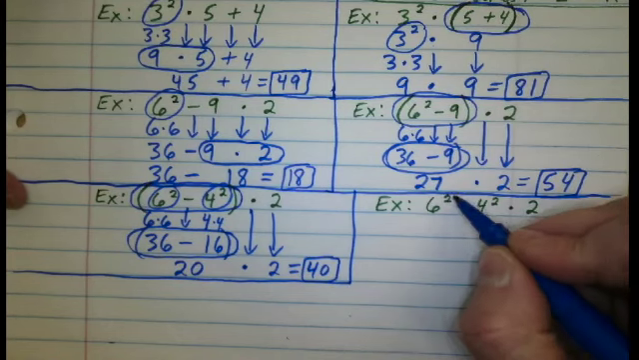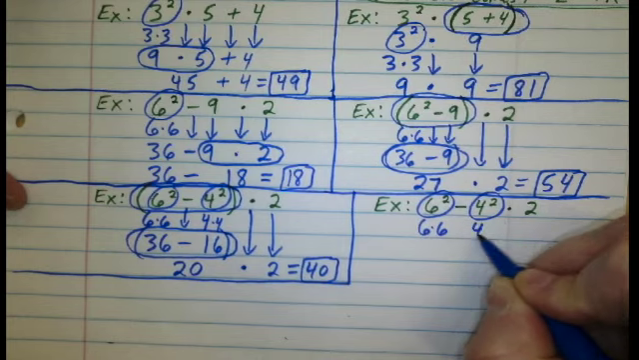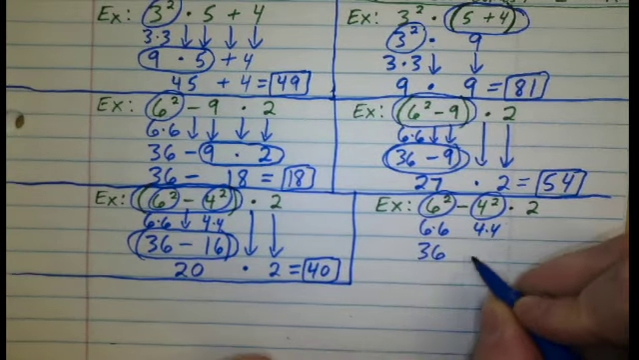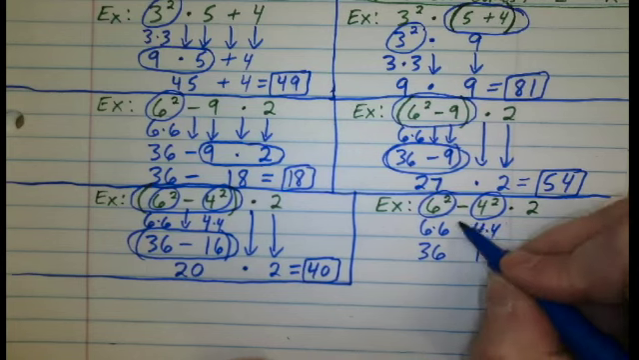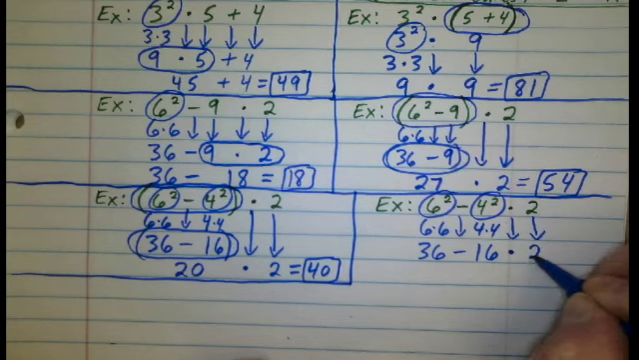So in the order you would do them, your exponents, 6 times 6 and 4 times 4. If I just solve the exponents, I would have 36. I would have a 16. I would bring down a subtraction. I would bring down multiplication and bring down a 2.